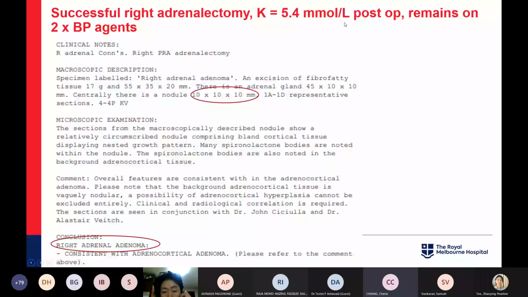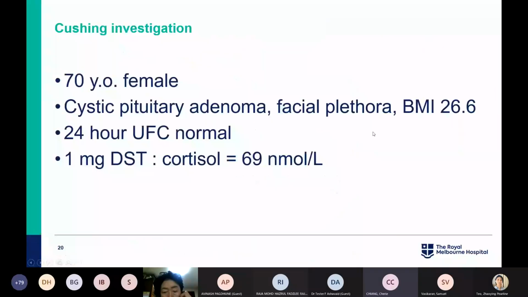Any questions about blood pressure investigation for hyperaldosteronism? If not, I'll move to Cushing investigation.